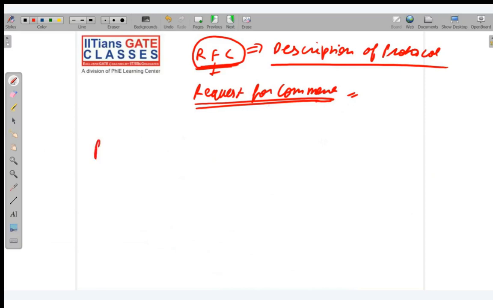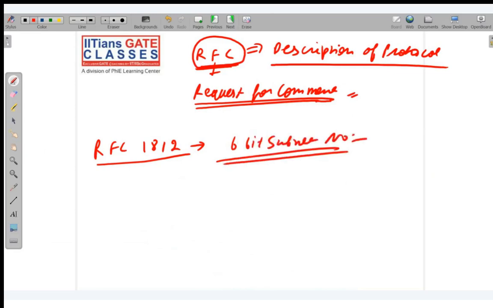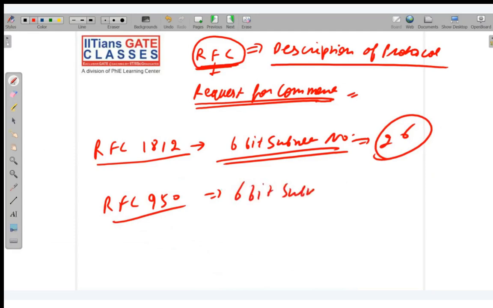If we take RFC 1812, this is the advanced version. It is saying that if I am saying a 6-bit subnet number, that means 6 bits you have borrowed. So the total number of subnets will be 2 power 6, directly. But we have the older RFC 950. It was saying if you have a 6-bit subnet number, then the number of subnets will be 2 power 6 minus 2, just like host. So wastage was very high in RFC 950. That's why RFC 1812 was developed.